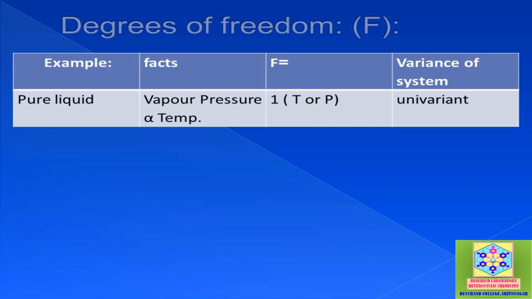Let's take another example, pure liquid. We know the vapor pressure is directly proportional to the temperature. And that is why, out of the two variables, temperature and pressure, any one is sufficient to describe the system completely. That is why the system is an example of a univariant system. Degrees of freedom is equal to 1.